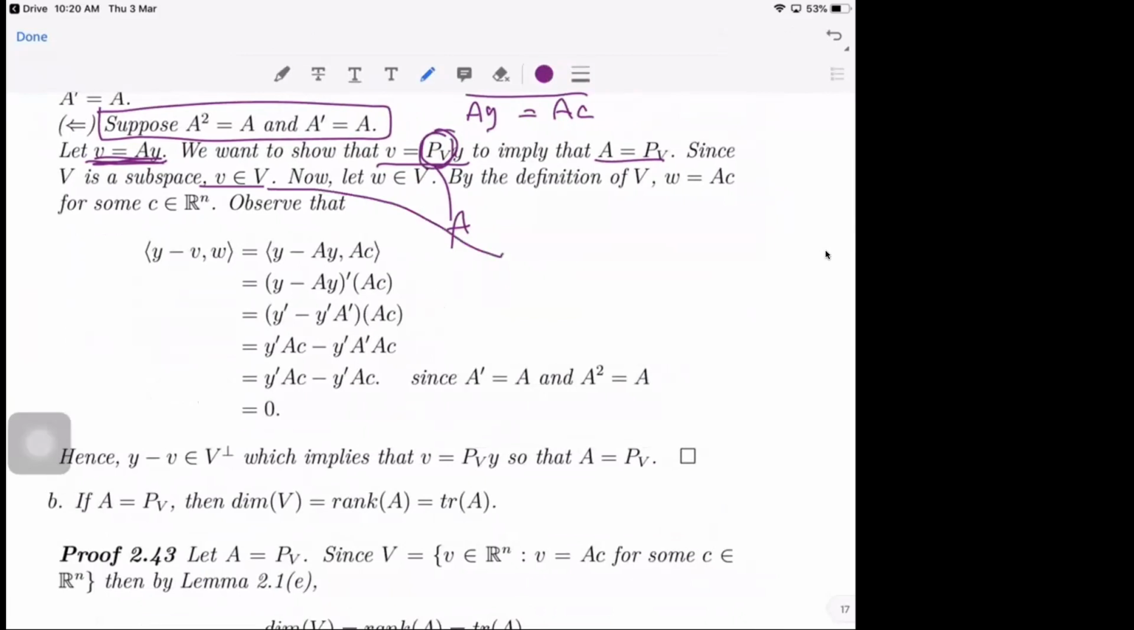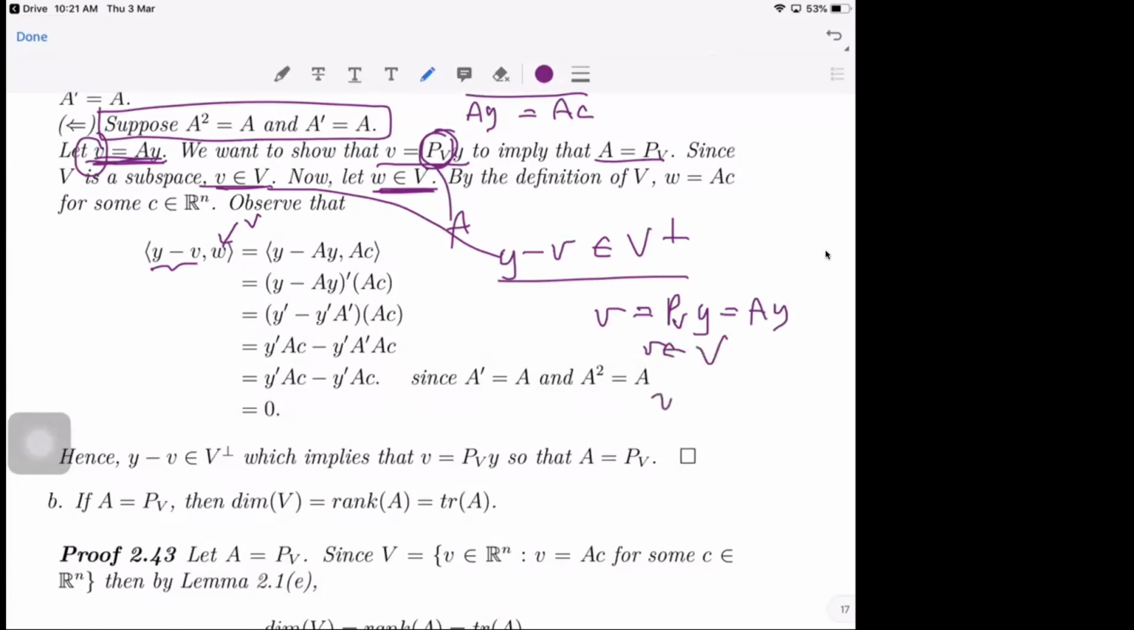For a projection, Y minus V should be in V perp. So we now let any arbitrary W be in V. We want to show, by the definition of projection, that if you have a vector V, it is the projection of Y onto V. So for V to be a projection, V must be in V, and Y minus V is in V perp.